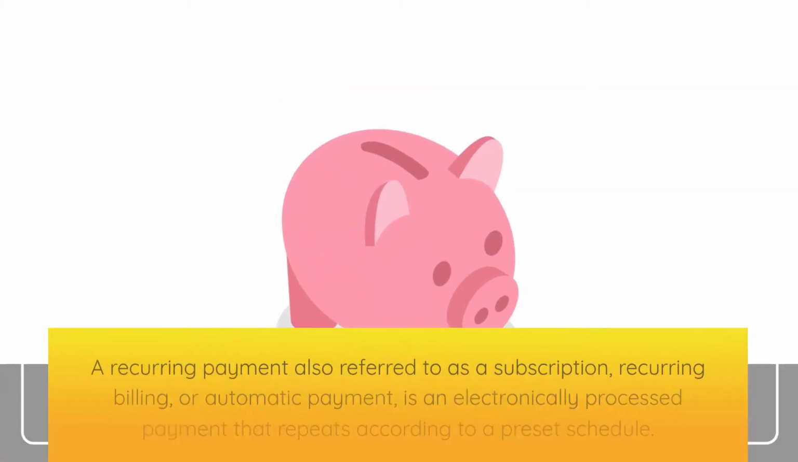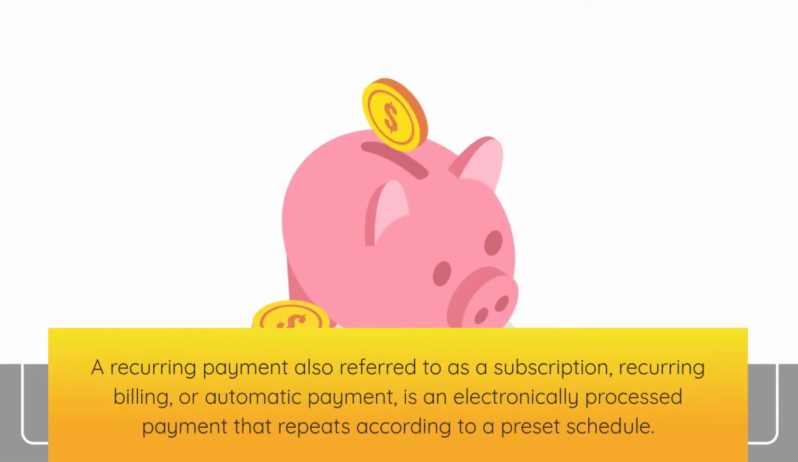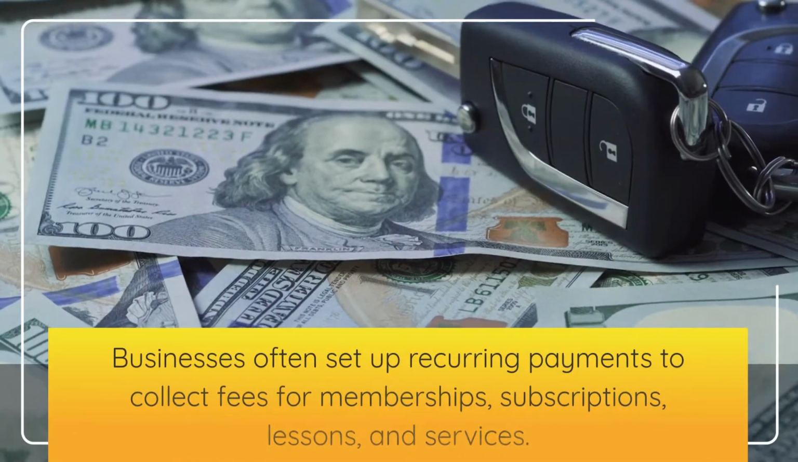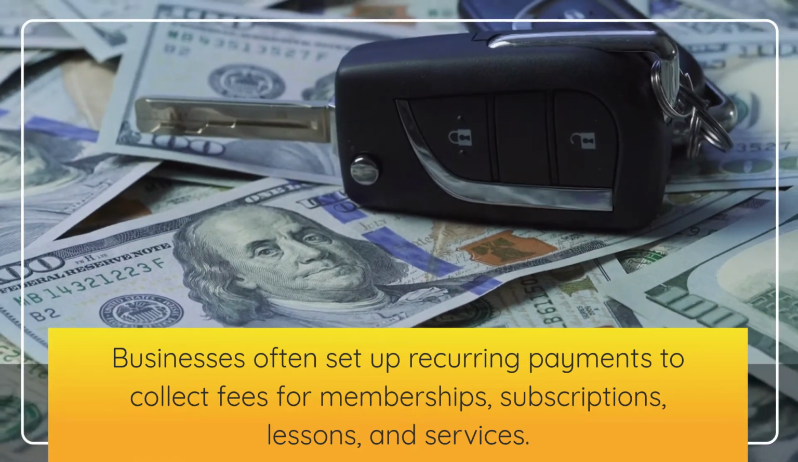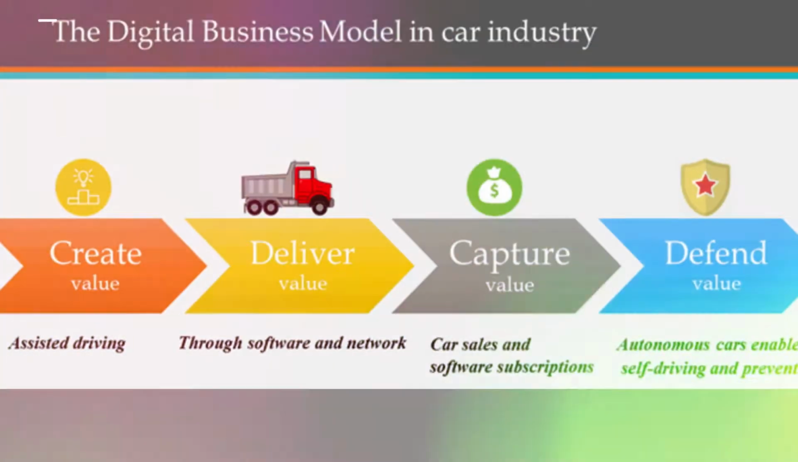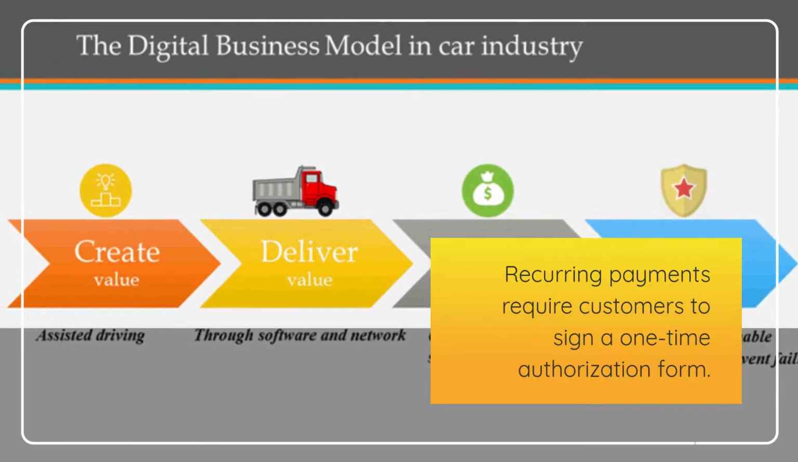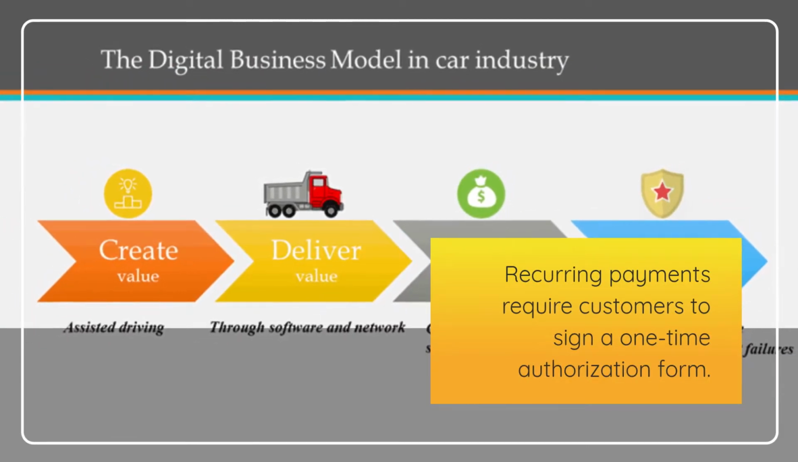A recurring payment, also referred to as a subscription, recurring billing, or automatic payment, is an electronically processed payment that repeats according to a preset schedule. Businesses often set up recurring payments to collect fees from memberships, subscriptions, lessons, and services. Recurring payments require customers to sign a one-time authorization form.